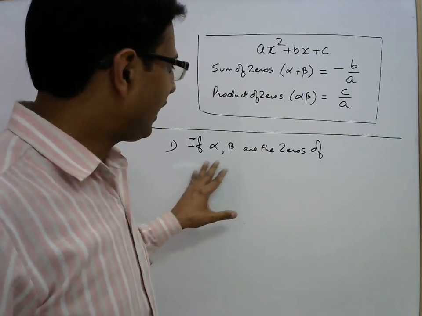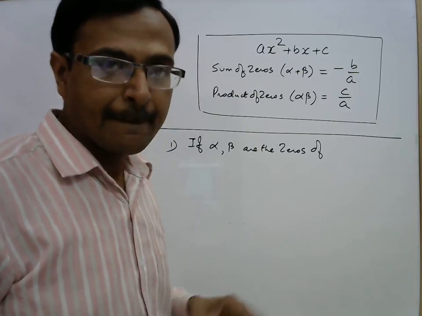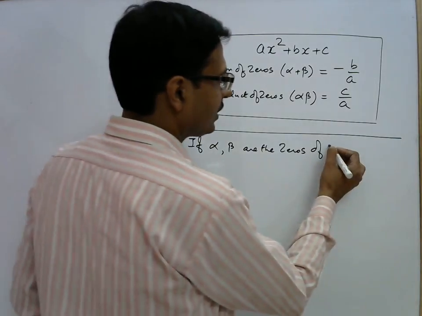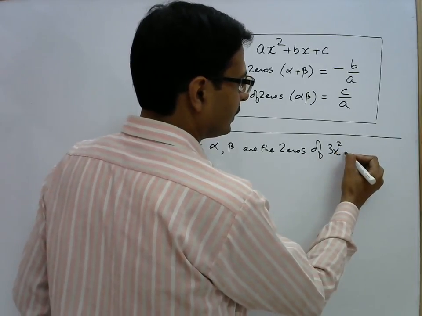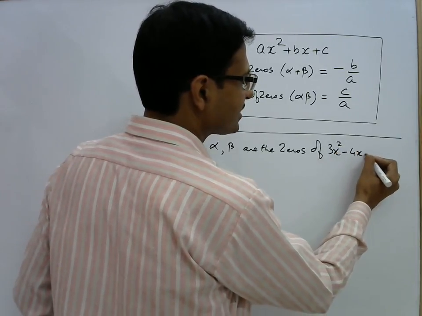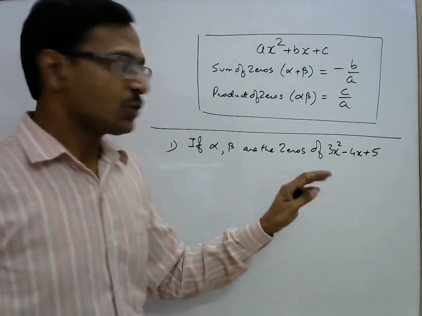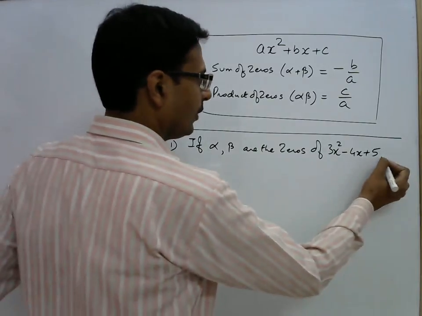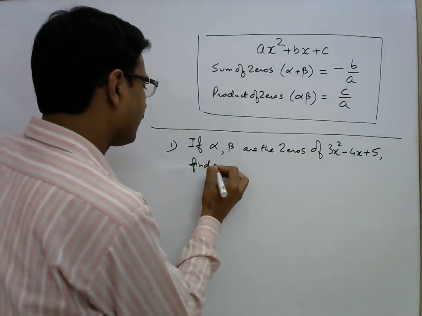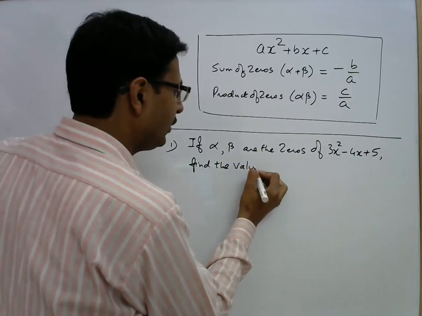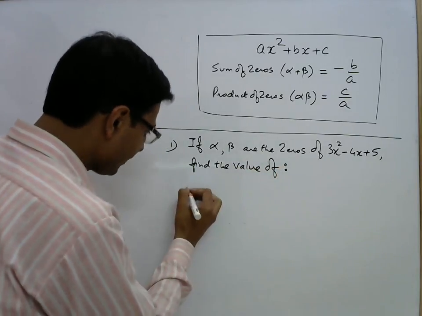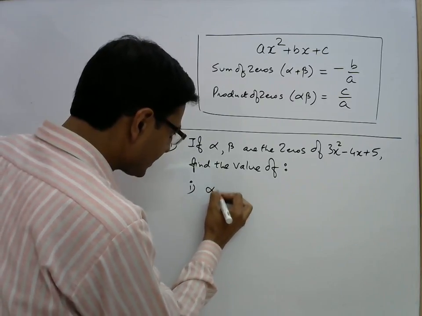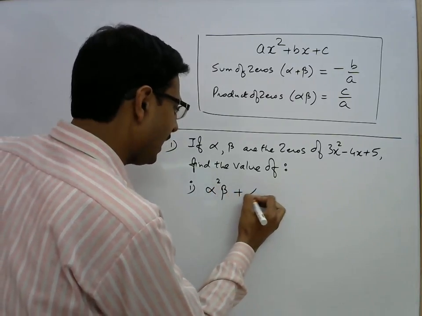So if alpha and beta are the zeros of, now you are given a particular quadratic equation. Now this is 3x square minus 4x plus 5. So if alpha and beta are the zeros of this polynomial, find the value of alpha square beta plus alpha beta square.